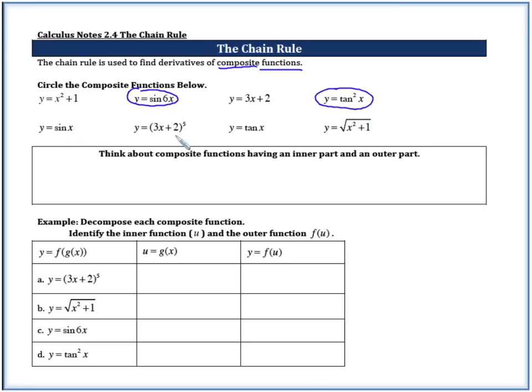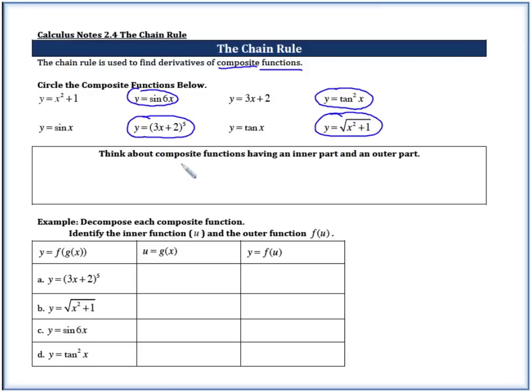How about this one? We have 3x plus 2, that could be considered one function, and then that to the fifth power would be the other function. So that is composite. Tangent x, that's not composite. Here, x squared plus 1, and then the square root of that. So this is actually two functions, and we have a composite right there.